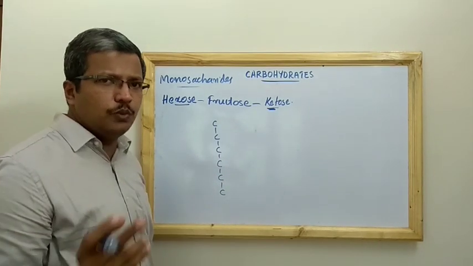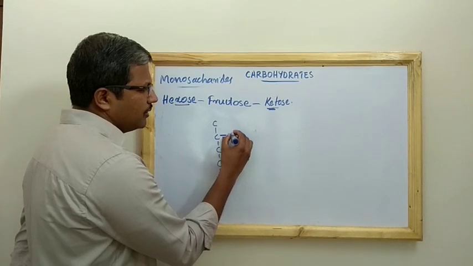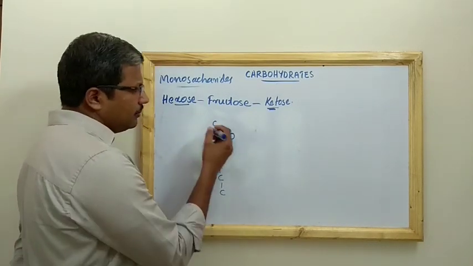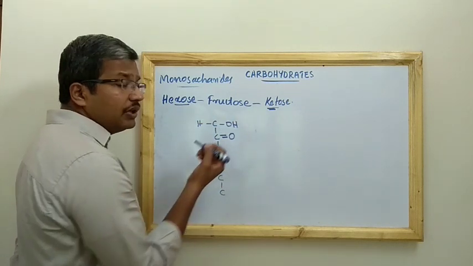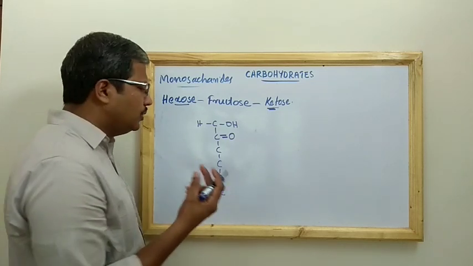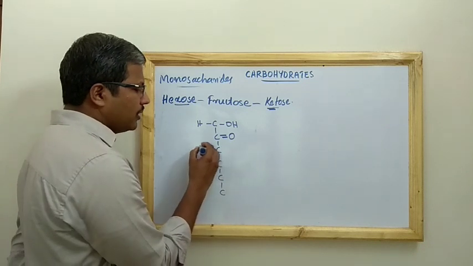That means a keto group will be there, and we know that the keto group will be at the 2nd carbon. So C double bond O. And we have to fill the entire carbon chain with H and OH. And we know that the 3rd carbon of glucose and fructose will have the OH on the right side of the molecule. So OH.